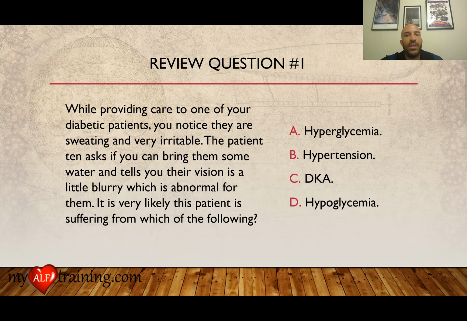So the first question is, while providing care to one of your diabetic patients, you notice they are sweating and very irritable. The patient then asks you if you can bring them some water and tells you their vision is a little blurry, which is abnormal for this patient. It is very likely that this patient is suffering from which of the following? Hyperglycemia, hypertension, DKA, or hypoglycemia.